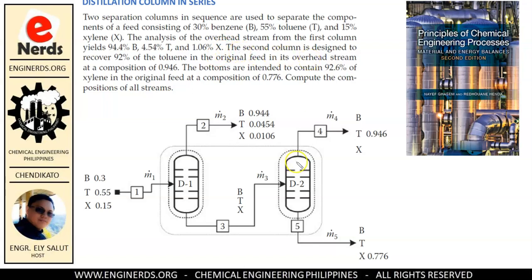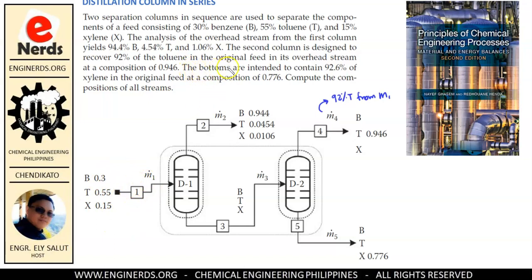Now, the second column, which is this one, is designed to recover 92% of toluene. Okay, so let us write that here. Our M4 in here is actually designed to recover 92% of toluene from the original feed, which is M1. Okay, so our toluene here will be 92% of our original amount ng toluene from M1.